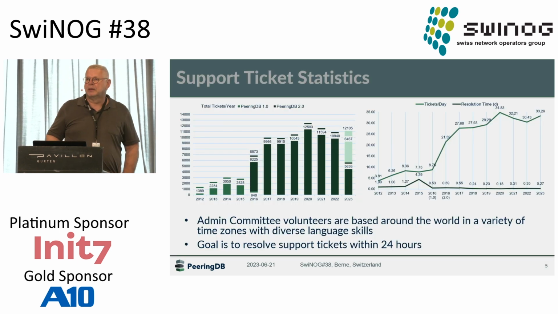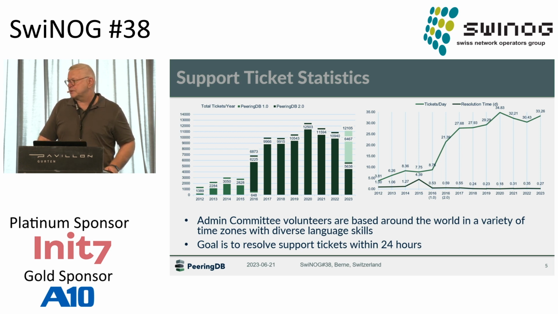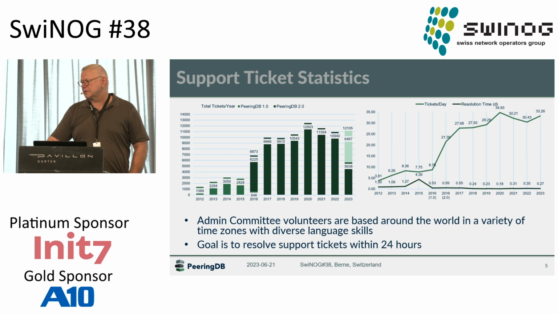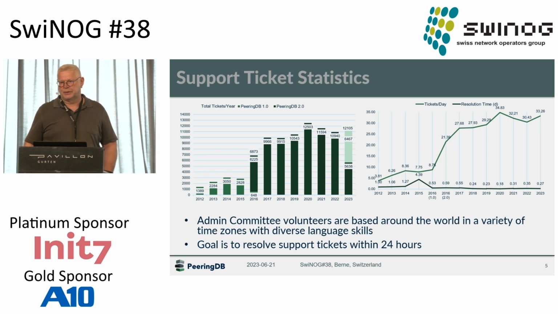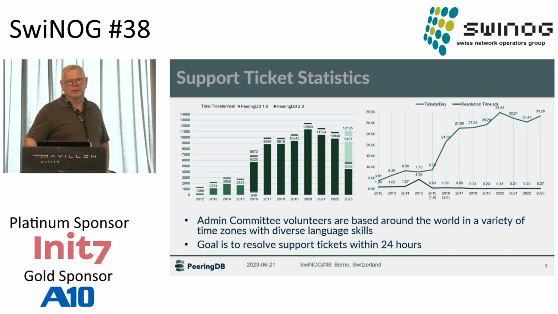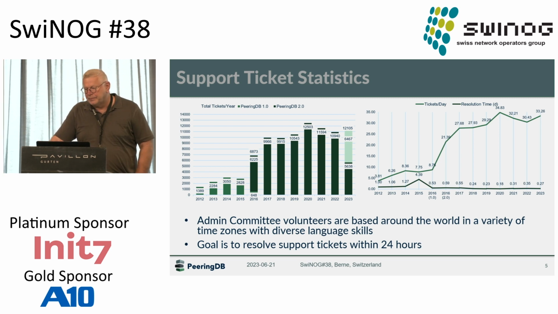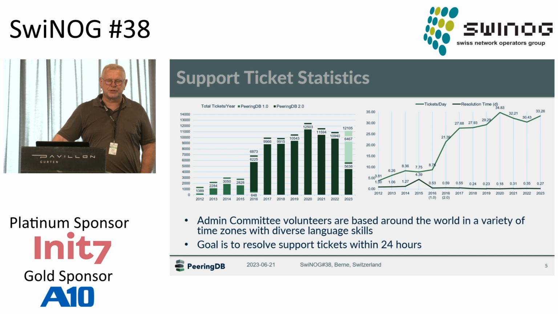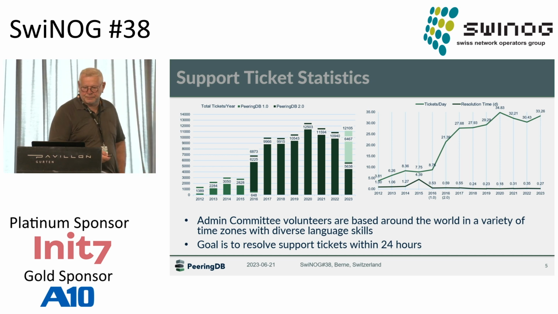To give you an idea how many support tickets PeeringDB is processing, we expect 12,000 tickets this year. That means we are taking care of roughly 30 tickets per day. The second graph shows you not only the response time but the resolution time. Within 0.27 days, which is under 8 hours on average, each ticket is resolved.